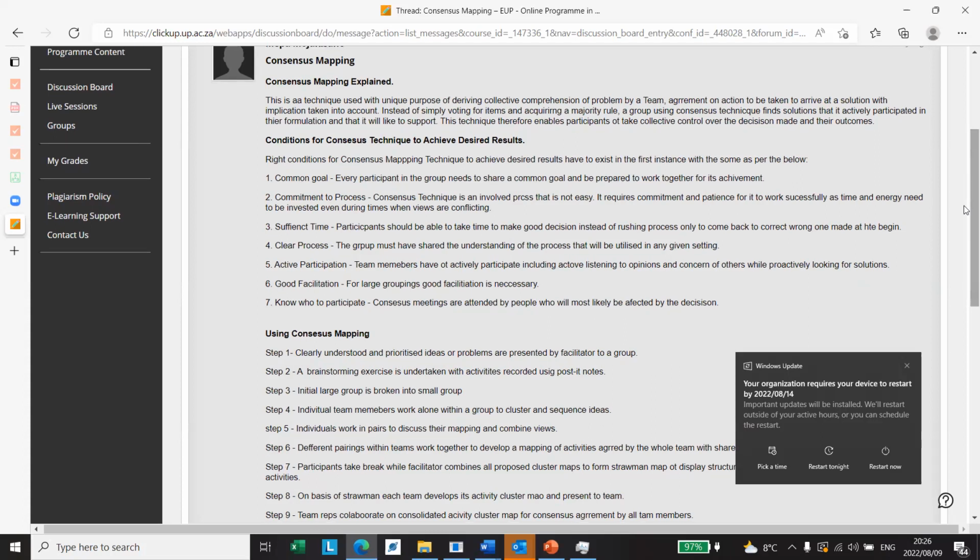Now, for the right conditions for this to happen, the team has to have a common goal. That simply means every participant in the group needs to share a common goal and be prepared to work towards that goal. Let's say we are experiencing a loss or a lot of defects. As a technical group, we can decide that we have lots of defects in our production line, and that will be the starting point. So our common goal would be to sort that problem out.